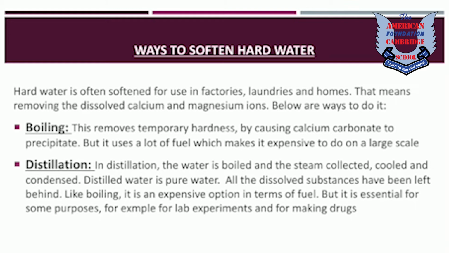This process is already discussed in our previous chapter, that we can remove the temporary hardness by boiling the hard water, and in this way the calcium hydrogen carbonate turns into calcium carbonate, and then it settles down on the bottom, and in this way the hard water turns soft. So this process is the first one that is used to remove the temporary hardness.